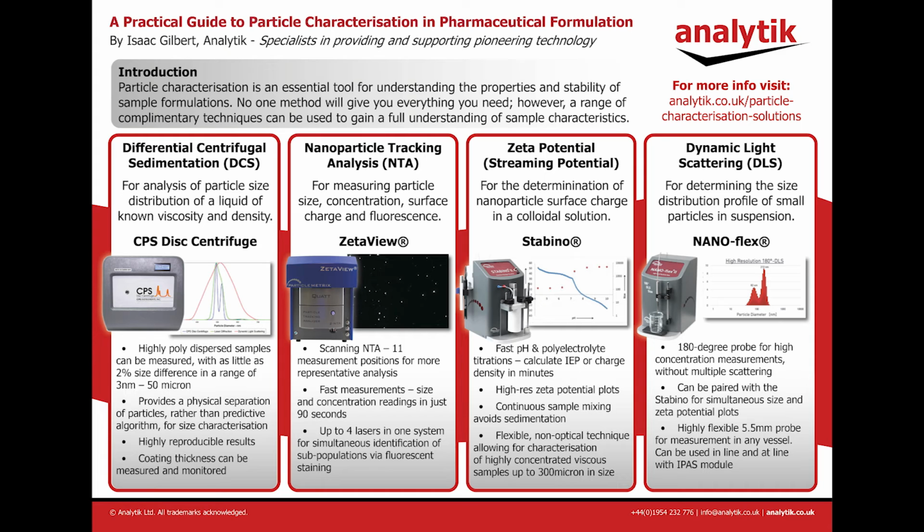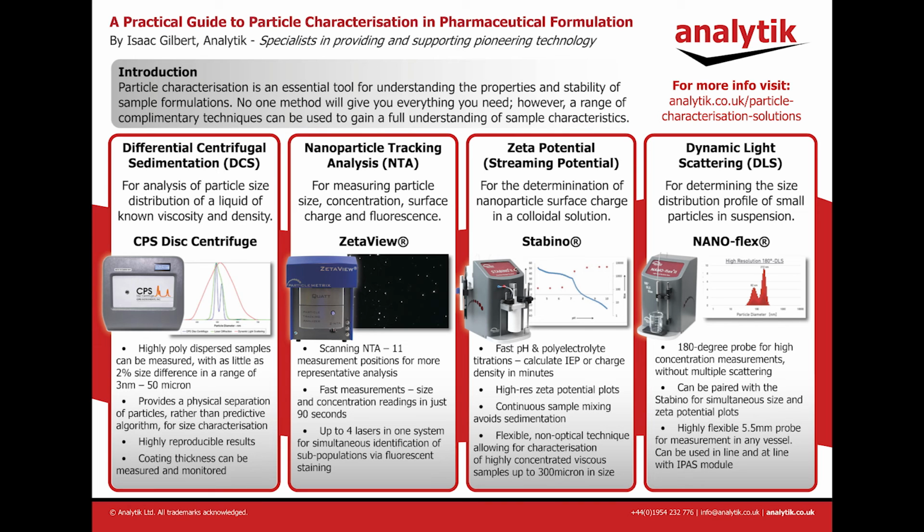The Stabino is a unique zeta potential instrument for analyzing and optimizing the stability of colloids and dispersions. It is able to measure sample concentrations from 0.01 to 40% in volume, with fast pH and polyelectrolyte titrations, providing ultra-high resolution zeta potential plots. It utilizes a unique mix and measure principle for continuous rapid mixing of the sample, preventing sedimentation, making it ideal for formulation development, particularly within the pharmaceutical industry, with key applications in areas such as drug delivery and liposomes.